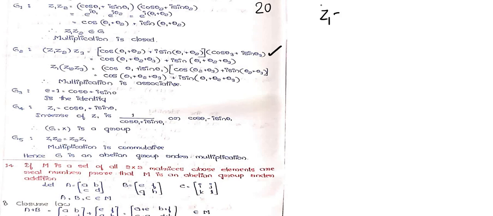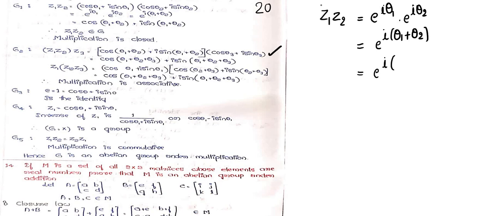z1 × z2 equals e^(iθ1) × e^(iθ2). Bases equal, add powers. e^i is common, θ1 + θ2. The thetas are real numbers. That's why I can write θ1 + θ2 as θ2 + θ1. This is again e^(iθ2) × e^(iθ1).